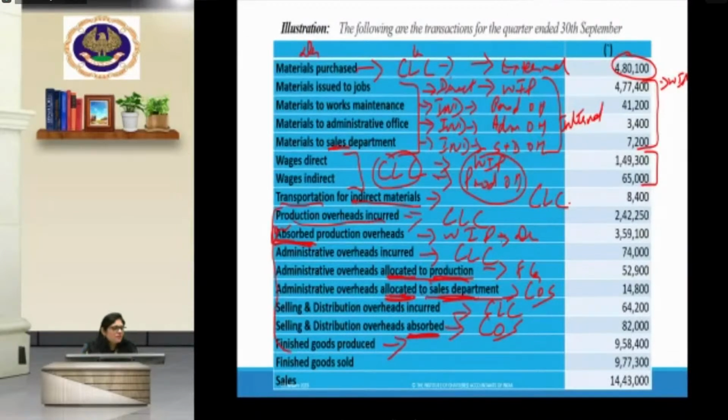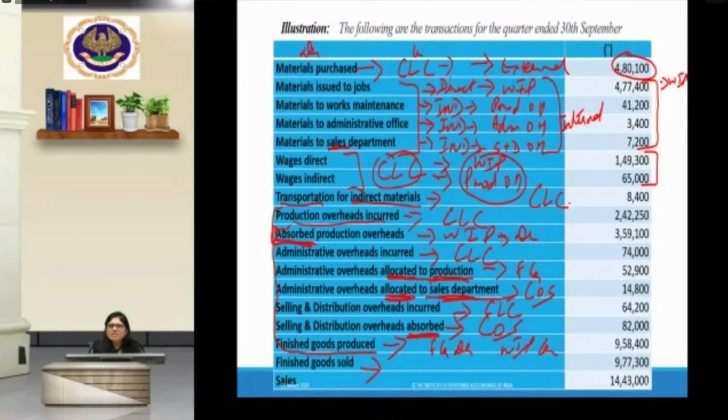Finished goods produced. Which account should be debited and which account should be credited? Come on, I'm waiting for the answers. The output of which account is cost of goods produced? Yes, WIP credit and finished goods will be debited. So finished goods account debit and WIP account credit, because WIP will be transferring the cost of goods produced to finished goods. Finished goods will sell those goods. Clear? Finished goods account is maintaining the inventory for sale. Finished goods sold.